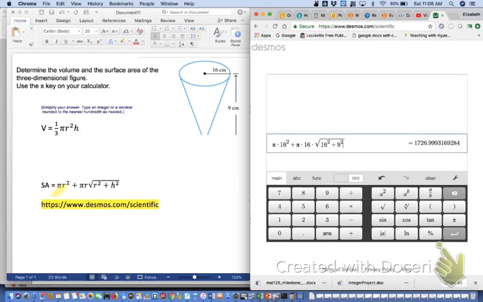So I've got pi times r squared. Here I've got pi times 16 squared, so I got that part right, plus pi times r, plus pi times 16, and then underneath the square root is r squared plus h squared, and underneath the square root I do have 16 squared plus 9 squared. And of course that multiplication is there in between to represent the fact that I am multiplying. So I've typed it all in correctly. So now I've got a pretty good idea that I can trust this little answer that has popped up for me here in the answer window.